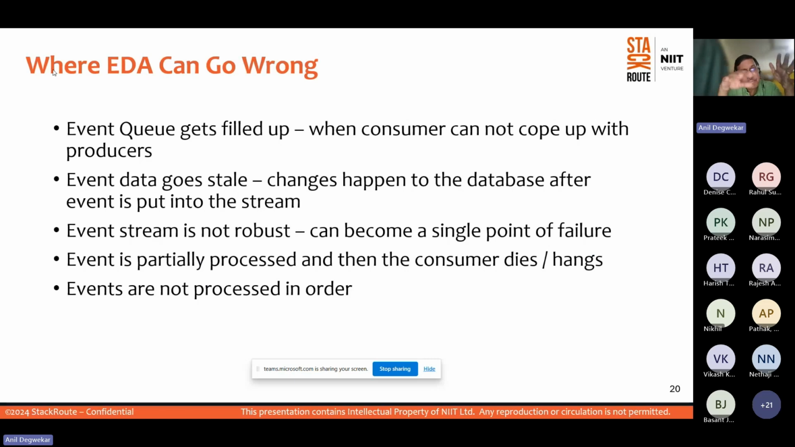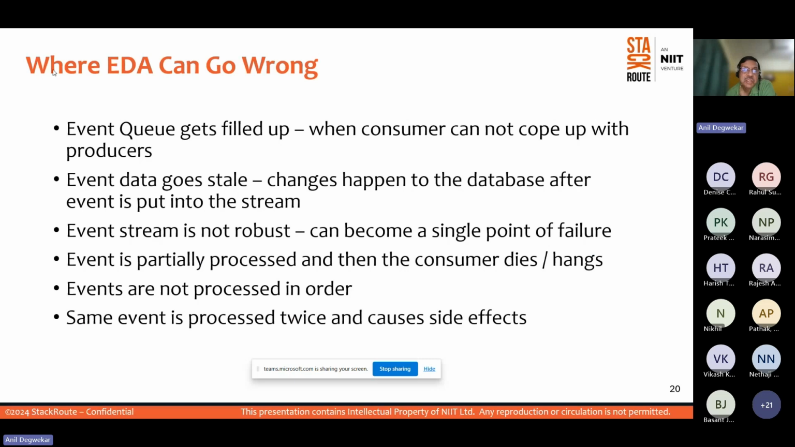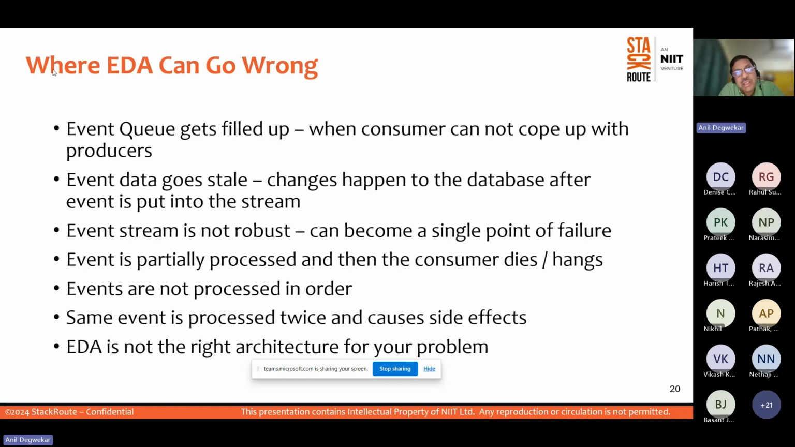Sometimes it so happens that even though events are coming in order and you may have a series of consumers processing events, because of some problem, events may not be processed in order, and that can cause some kind of reliability issues in your architecture, right? Sometimes, as I mentioned earlier, the same event can be processed twice. The biggest issue that can go wrong is when EDA is not the right architecture for your problem.